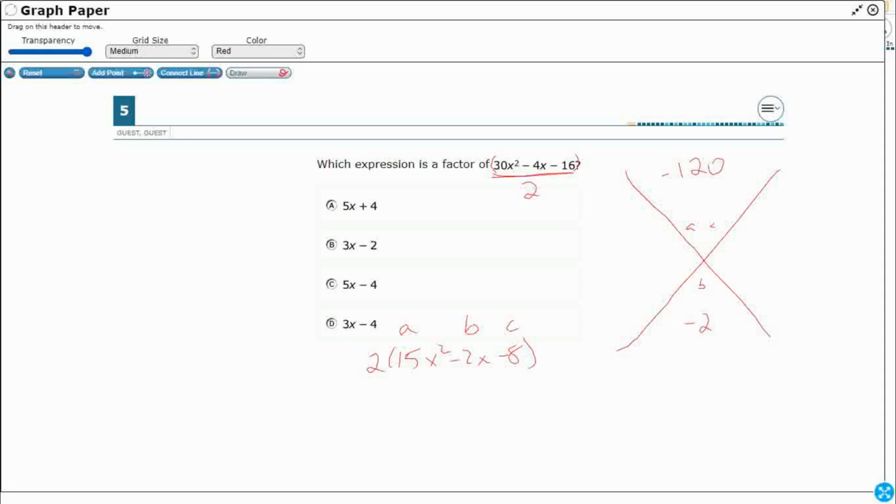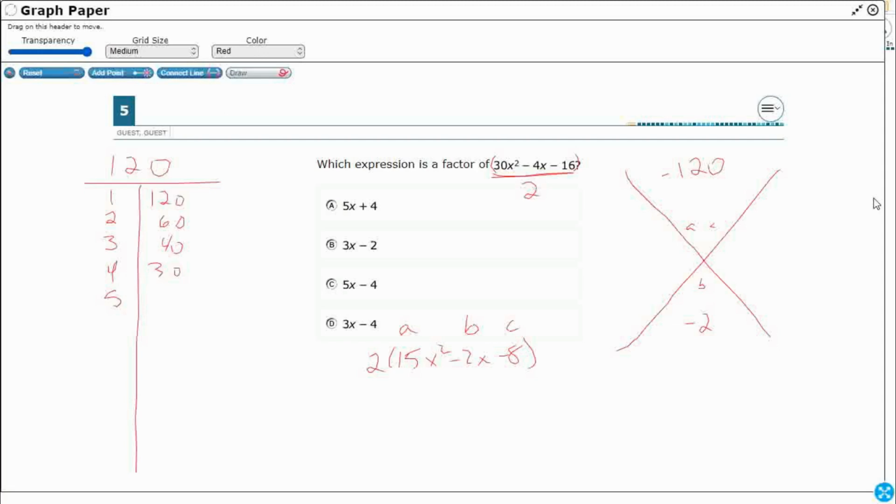So I'm looking for the factors of negative 120 that add to negative 2. And so since it's going to be negative, I know that one of them is going to have to be positive, one is going to have to be negative to come up with a negative factor. So I'm just looking at the difference here. I need a difference of 2 between factors of 120. And I'm just going to kind of work through them here. 2 and 60, 3 and 40, 4 and 30.